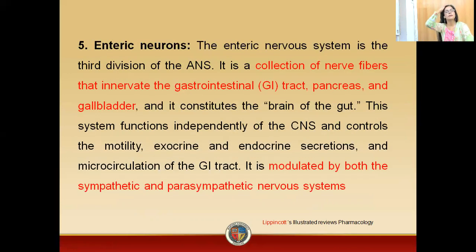Now coming towards the enteric neurons. These are basically the collection of the nerve fibers that innervate the GIT, pancreas, and gallbladder, and it is modulated by both the sympathetic and the parasympathetic nervous system. So students, that was all about the anatomy of the autonomic nervous system. Thank you.